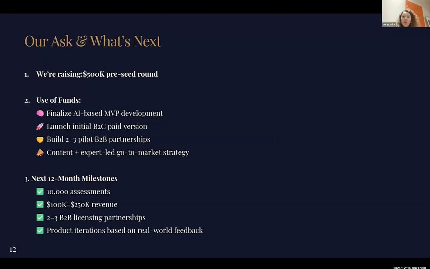So our ask and what's next for UCoder: we are raising a $500K pre-seed round. We are going to use this money to finalize AI-based MVP development, launch initial B2C paid version, build 2 or 3 pilots with B2B partners, and execute an expert-led go-to-market strategy. For the next 12 months, you can see our milestones with the numbers.